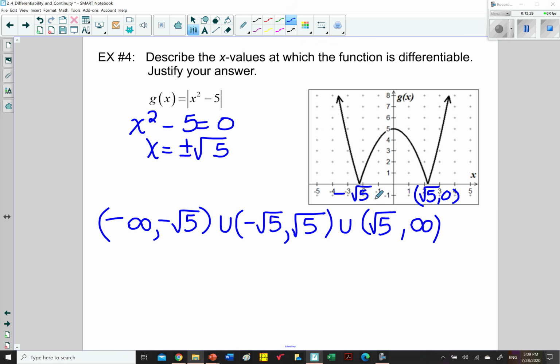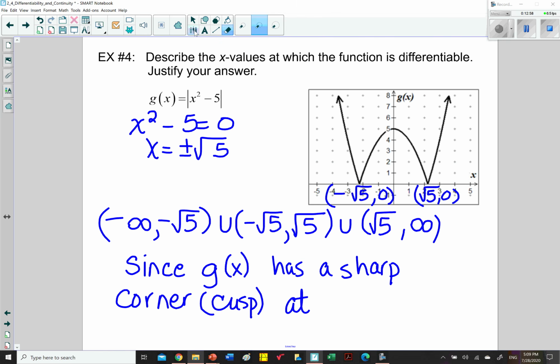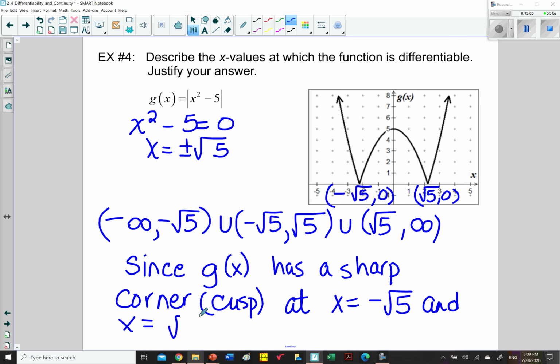There's a cusp or a corner there that causes no derivative to exist because g of x has a sharp corner, or you might want to call it a cusp, at the points negative square root of 5 and when x is positive square root of 5. So there's my justification for that.